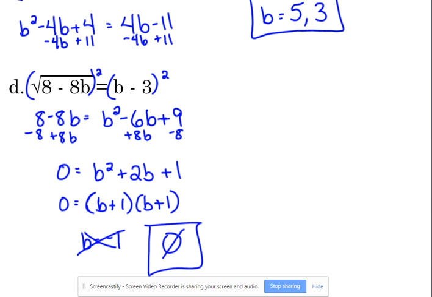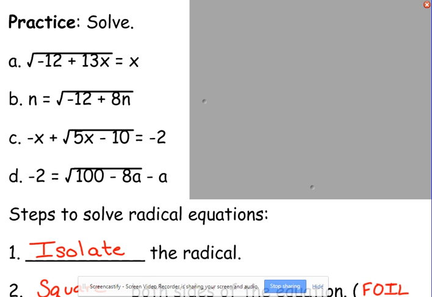That is a possibility. We can have 2, we can have 1, we can have none. So you always want to check. Always want to check those. Okay. So here's some practice.